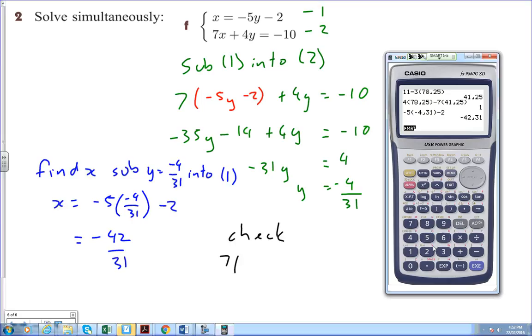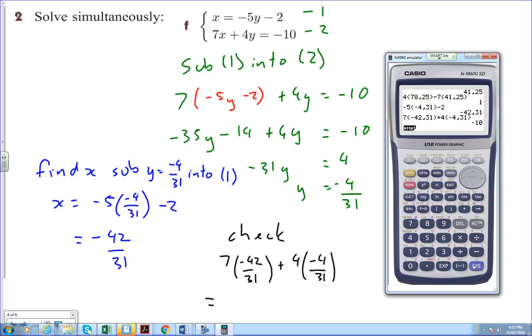So we've got 7 times negative 42 over 31 plus 4 times negative 4 over 31. Again, I'm going to use my calculator here. So 7 bracket negative 42 over 31 close bracket plus 4 bracket negative 4 over 31 close our bracket equals, and we get the answer of negative 10. That's just the answer we're looking for. That is the end.